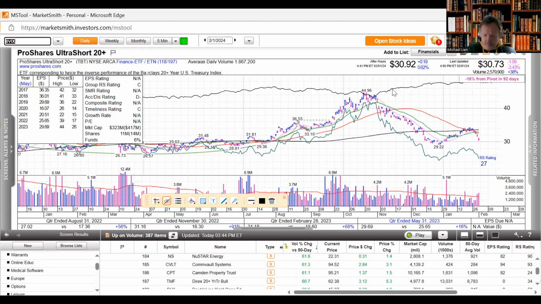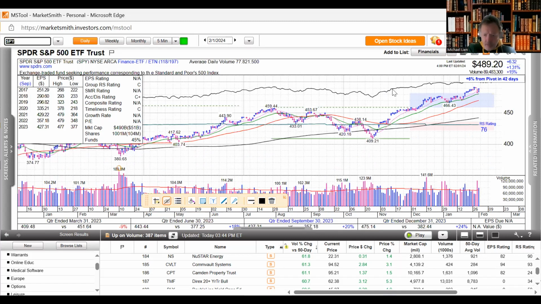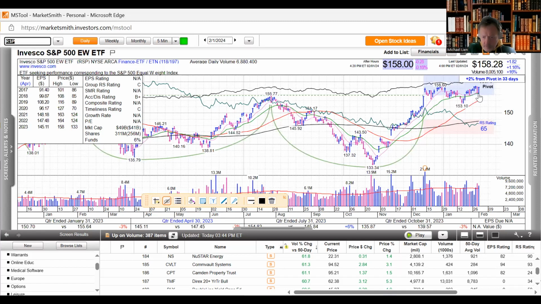The VIX tried to go higher and then pulled back, closed on its low at 13.88. S&P 500 bounced back. It's now above its 10-day moving average, up 1.31. And RSP, the equal weight S&P 500, sold off, and now it's got above its 10 and 20-day moving average, up 1.16%.